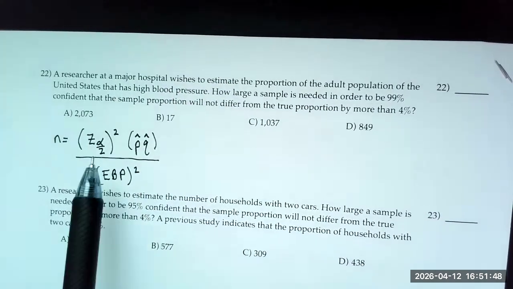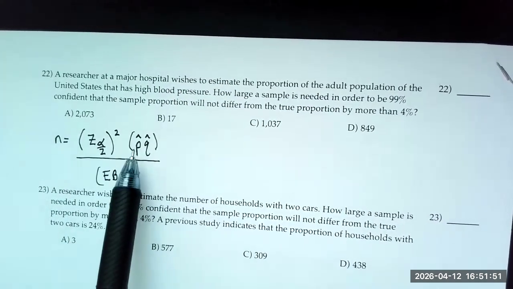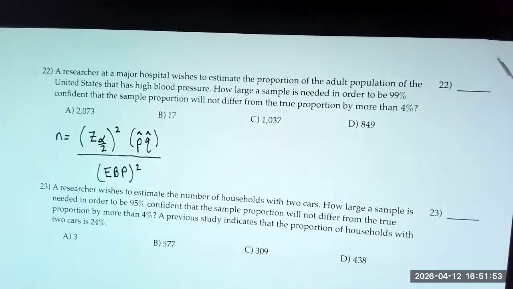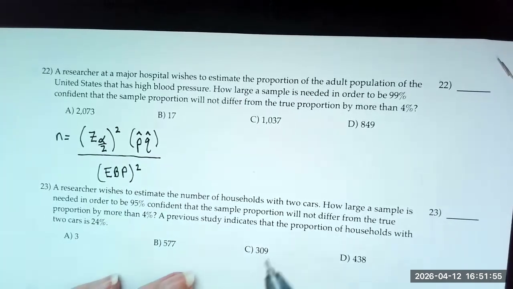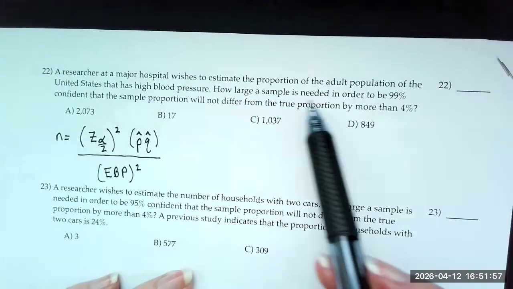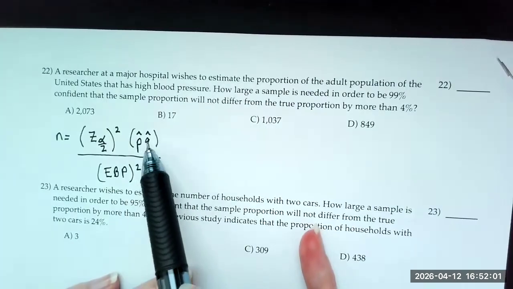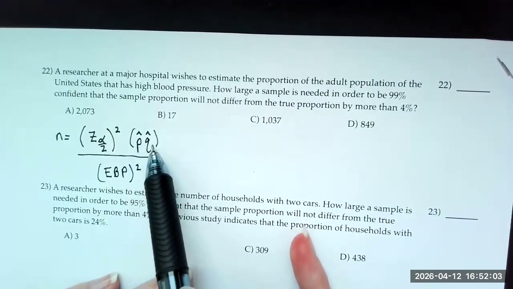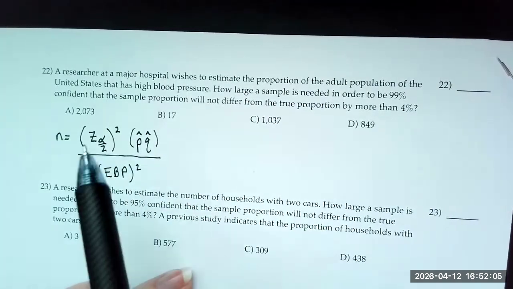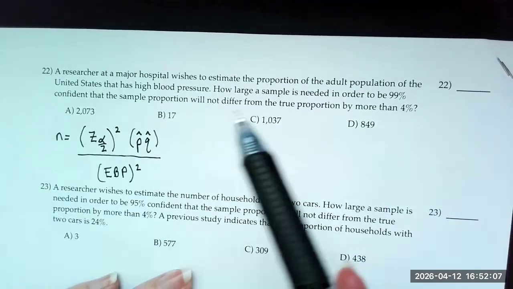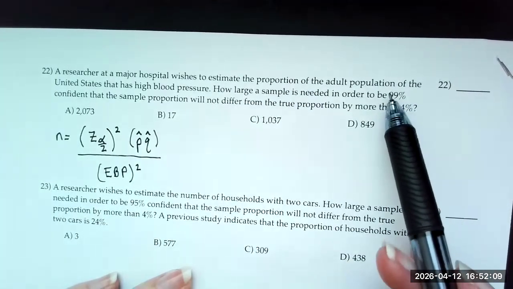So we need the z critical number, we need the p hat, the q hat, and we need the error. In this particular problem, they don't tell us a p hat or a q hat. And when that happens, we always enter both of those as 0.5. So this one's going to be 0.5, and this one's also going to be 0.5. The z alpha over 2 comes from what confidence level they're asking for.